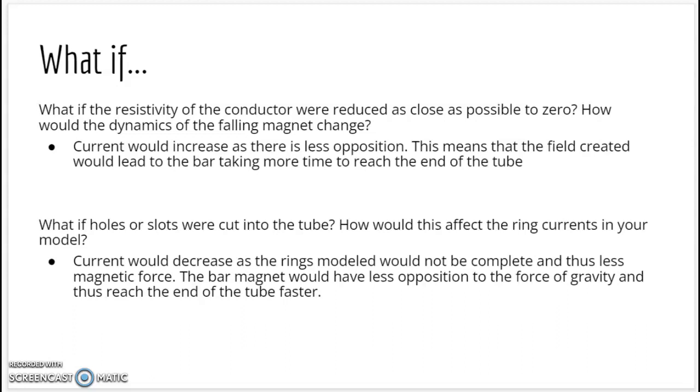Second question, what if holes or slots were cut into the tube? How would this affect the ring currents in your model? The current would decrease as the rings would not be completed and thus there would be less magnetic force. The bar magnet would have less opposition to the force of gravity and thus reach the end of the tube faster.